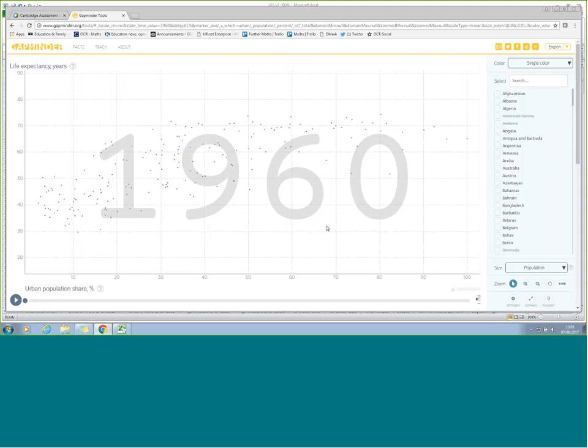So this is Gapminder, and Gapminder is a really nice tool. This is their trend analyzer tool. It's a brainchild of Hans Rosling. If you've not heard of Hans Rosling, do look up his TED Talks. They're absolutely brilliant. Do Google him.